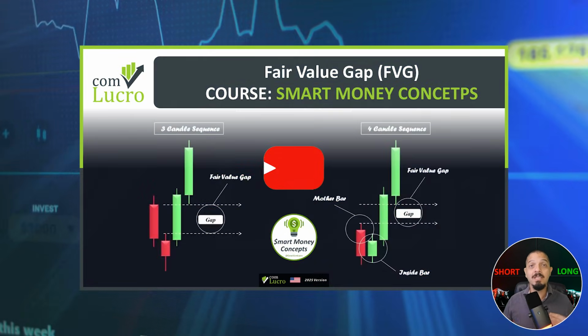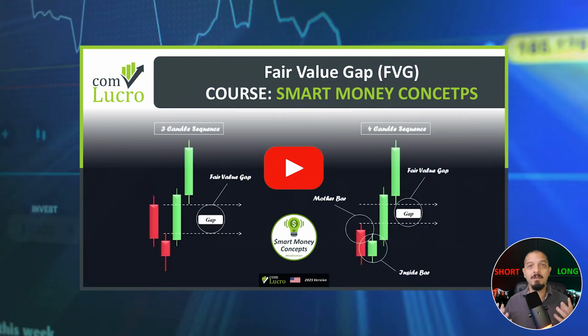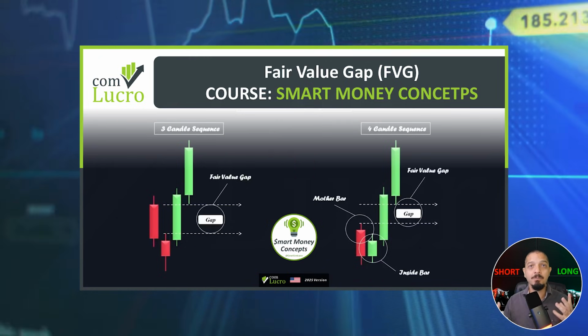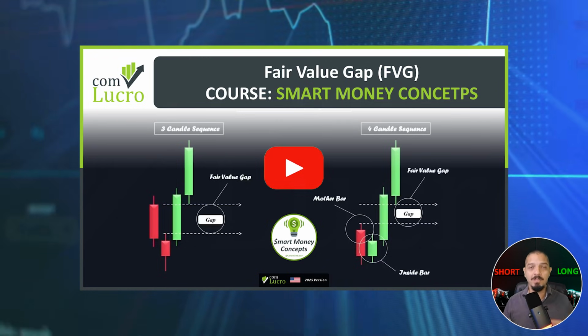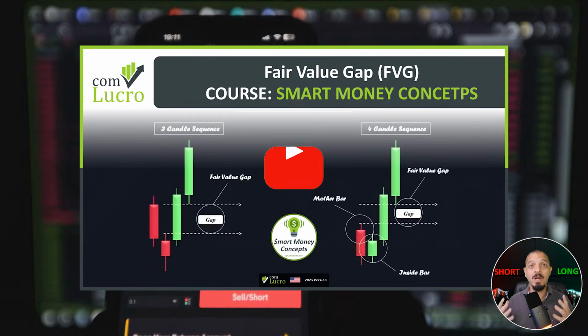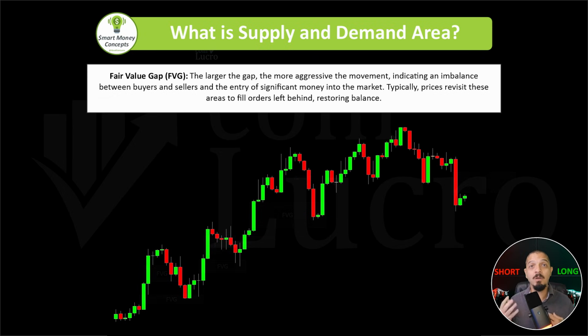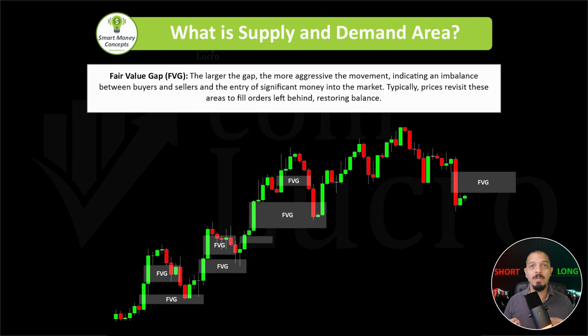We won't go into detail here on how to perfectly identify a fair value gap of 3 or 4 candles, as we have a specific and detailed video on this topic. I invite you to watch that video for a deeper understanding. Continuing on, the larger the gap, the more aggressive the movement, indicating an imbalance between buyers and sellers and the entry of significant money into the market. Typically, prices revisit these areas to fill orders left behind, restoring balance.